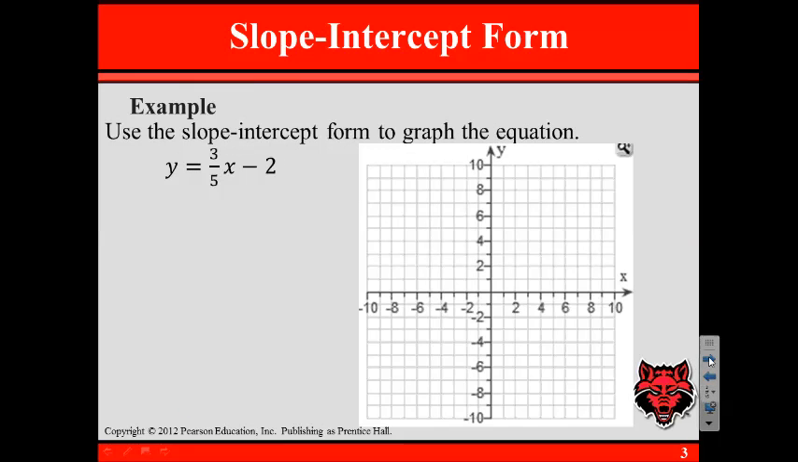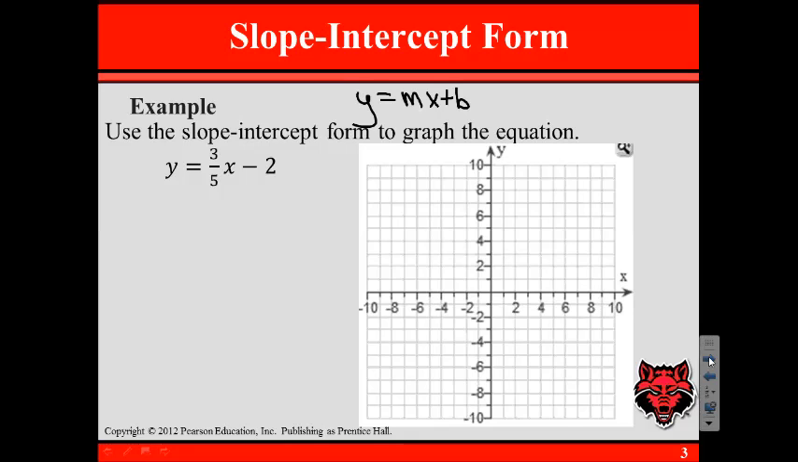Let's look at a few examples using the slope-intercept form. So let's begin by using the slope-intercept form to graph the equation. And every time I'm going to write the slope-intercept form down so we don't forget what it looks like, because it is possible that our equations may not start in slope-intercept form. So we look at our equation, we have y equals 3/5 x minus 2. Because y is isolated on the left-hand side, our equation is in slope-intercept form.